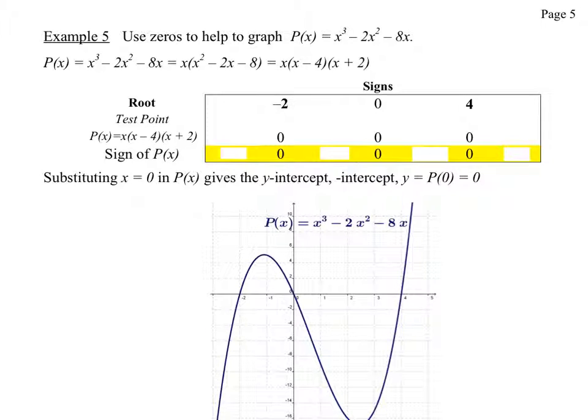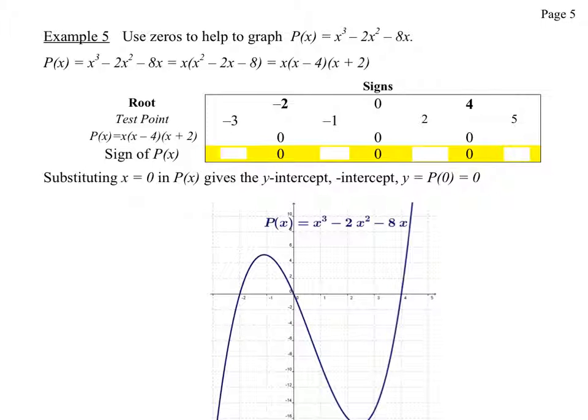So we try a value of x that is less than negative 2, which might be negative 3, for example. So we take something that's to the left of negative 2. We also want to know where the function is between negative 2 and 0, so we're going to try a value of x that's between those. 2 is between 0 and 4, and 5 is to the right of 4.